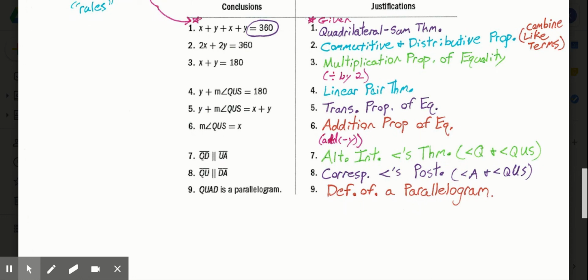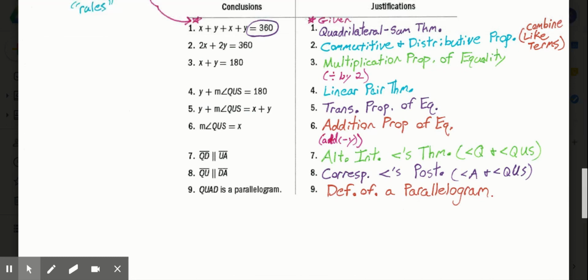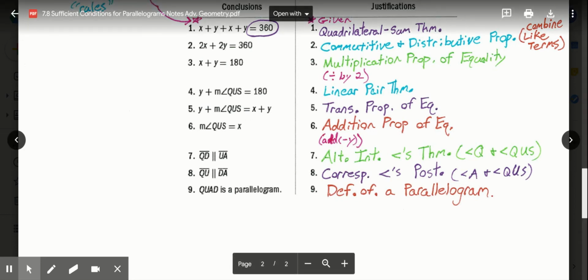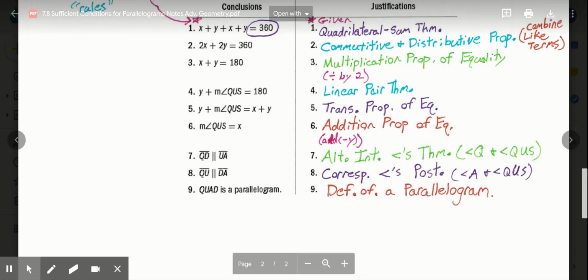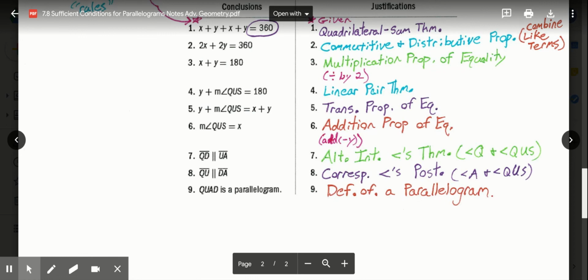And then using alternate interior angles, angle Q and angle QUS, we can state line QD is parallel to UA, or side QD is parallel to side UA. And then using corresponding angles, angle A and angle QUS, we can state side QU is parallel to DA. Now that we've established the two sets of parallel sides, we can say QAD is a parallelogram based on the definition of a parallelogram.